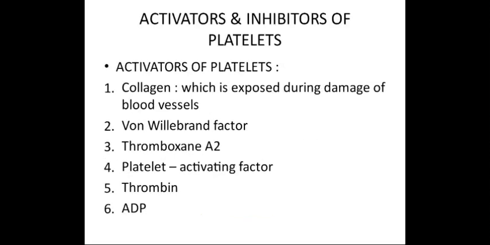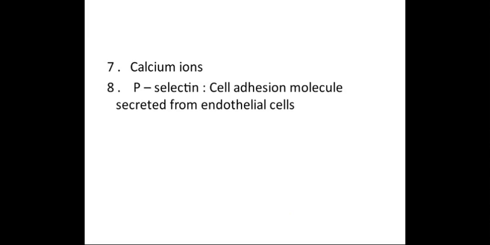Now we will see the activators and inhibitors of the platelets. The activators of the platelets are collagen, which is exposed during damage of blood vessels. Second, von Willebrand factor. Next, thromboxane A2, platelet activating factors. These are the activators of the platelet. Then thrombin and ADP. These are also activators of platelets. Then calcium ions, P-selectin, cell adhesion molecules secreted from endothelial cells. These are the activators of the platelets.